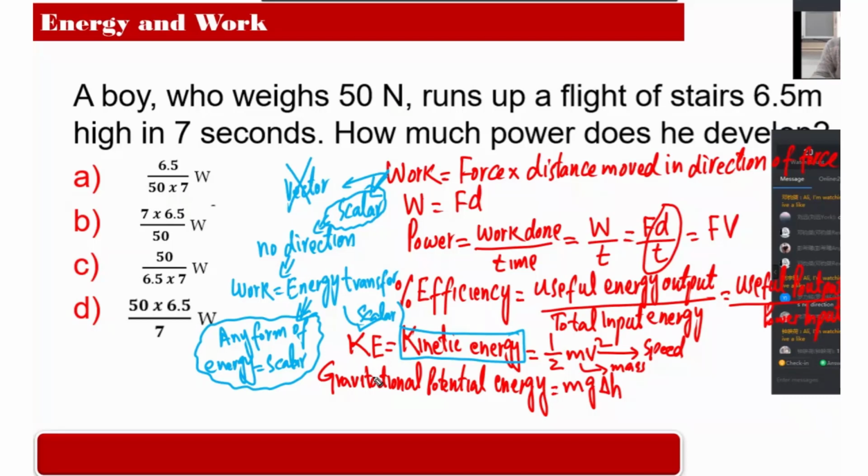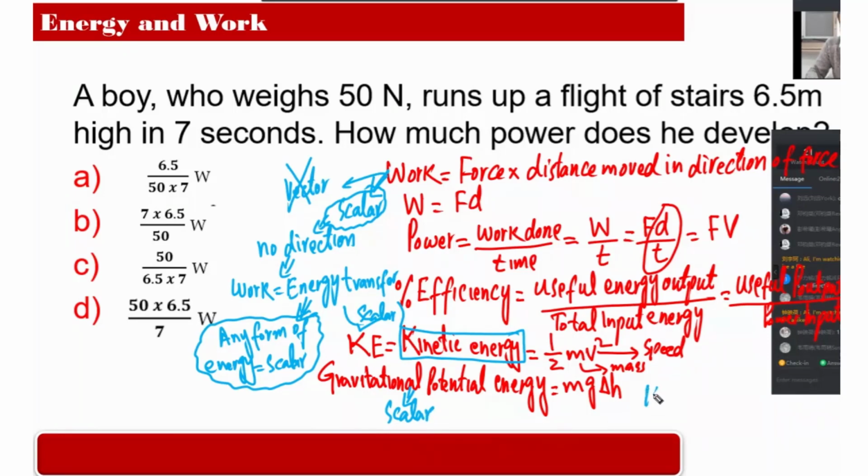Gravitational potential energy. Is it scalar or is it vector? So this is also scalar. Why? Because it is also a form of energy. So we can also write down this is also scalar.